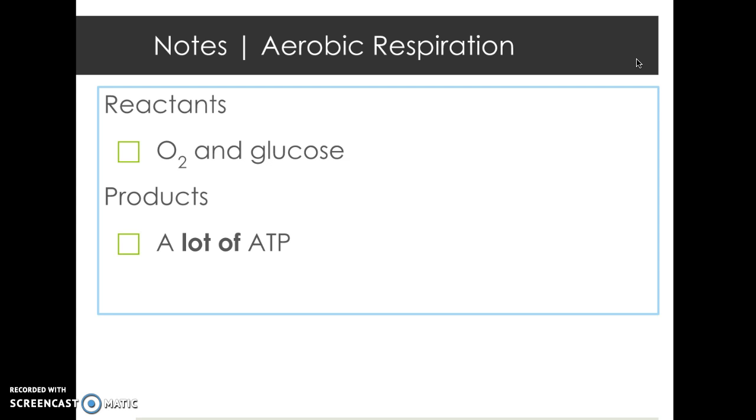So most of the time, cells have adapted to use aerobic respiration because it creates the most energy of these two processes. Keep in mind, not only does it make ATP, it also makes CO2 and water as byproducts. But the main reason for aerobic respiration is all that ATP. And don't forget that CO2 is what leaves the cells and we will later breathe out as humans, and most animals do that as well.